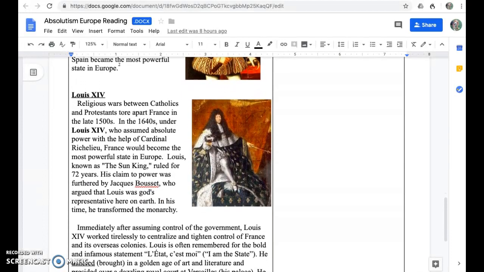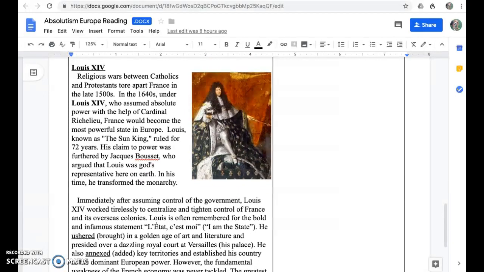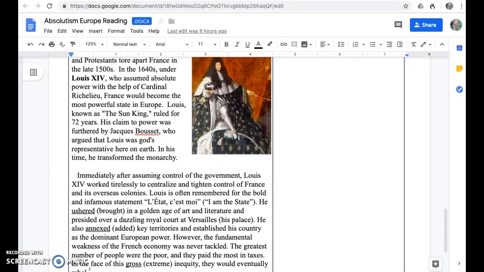Lastly, we're going to read about King Louis XIV from France. Religious wars between Catholics and Protestants tore apart France in the late 1500s. In the 1640s, under Louis XIV, who assumed absolute power with the help of Cardinal Richelieu, France would become the most powerful state in Europe. Louis, known as the Sun King, ruled for 72 years. His claim to power was furthered by Jacques Bossuet, who argued that Louis was God's representative here on earth.